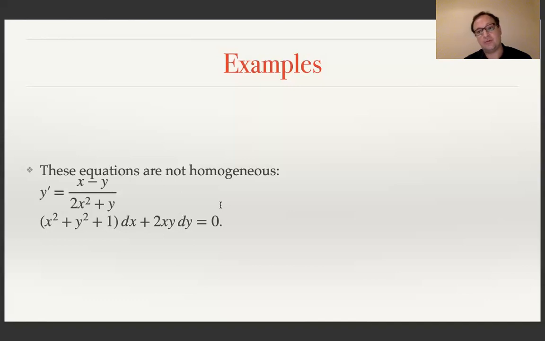And again, the definition also requires that the functions should be homogeneous of the same degree. So here, this would be satisfied if it weren't for the 1, because x squared plus y squared would have degree 2, and 2xy also has degree 2, but the plus 1 has degree 0. Every constant has degree 0, maybe except for the number 0, which has degree minus infinity. So this is not a homogeneous type equation.